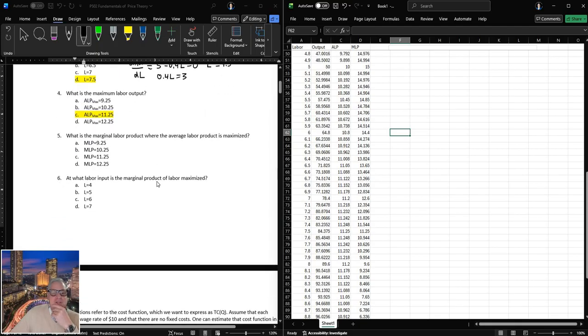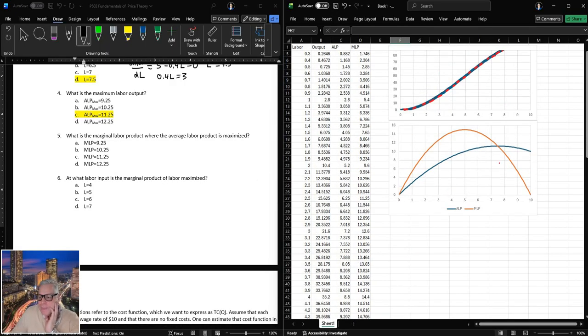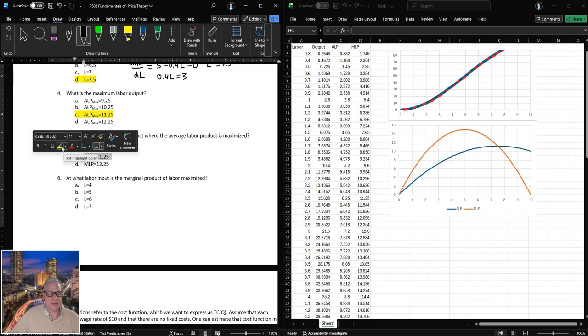What is the marginal labor product where the average labor product is maximized? Okay, so now we know that wherever the average labor product is maximized, it intersects with the marginal labor product. So the marginal labor product where the average labor product is maximized, that's also the 11.25 that we just have calculated.